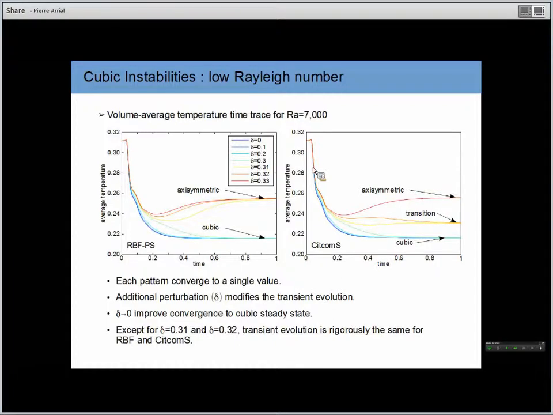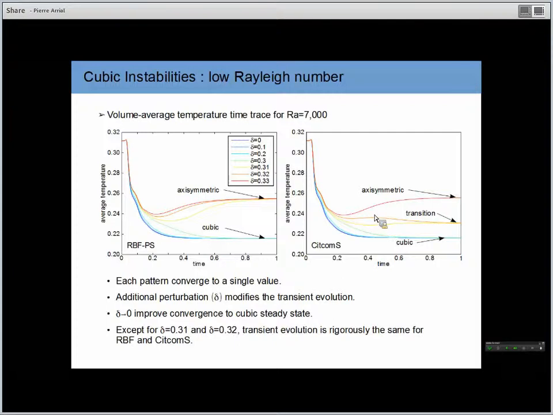It's also increasing or modifying the transient evolution of these parameters, and the best solution identifies the faster, or if you prefer the lower temperature at a single time.